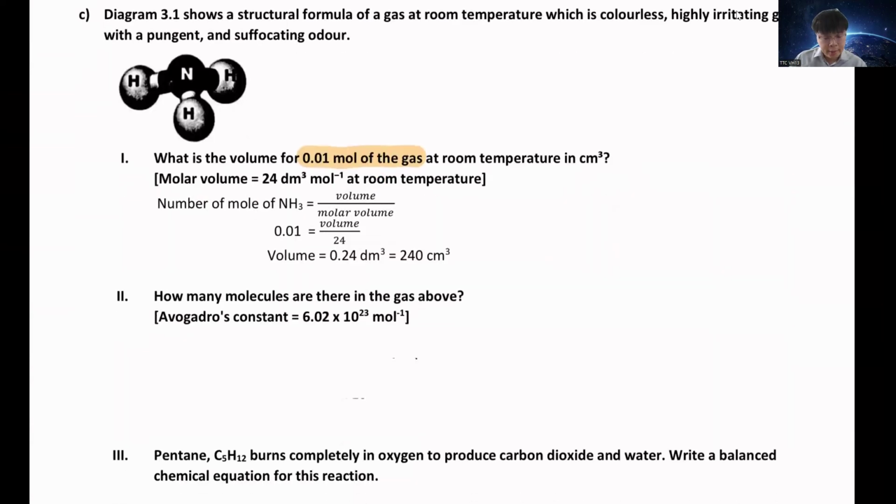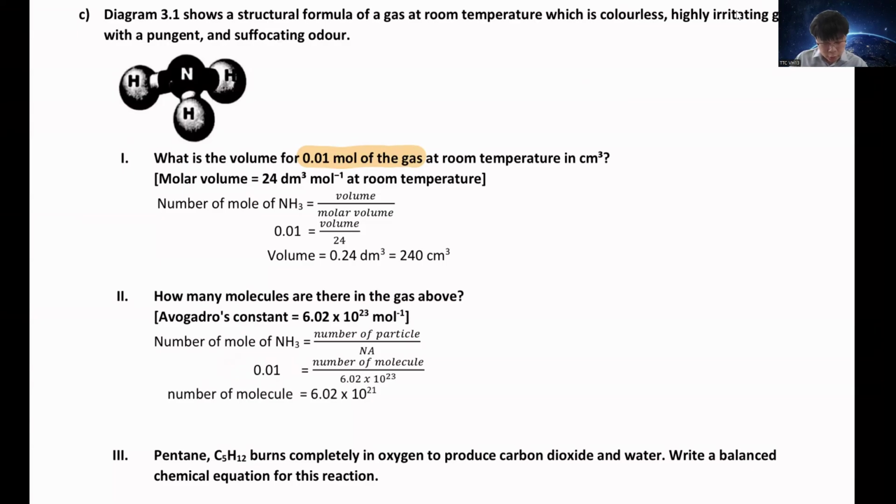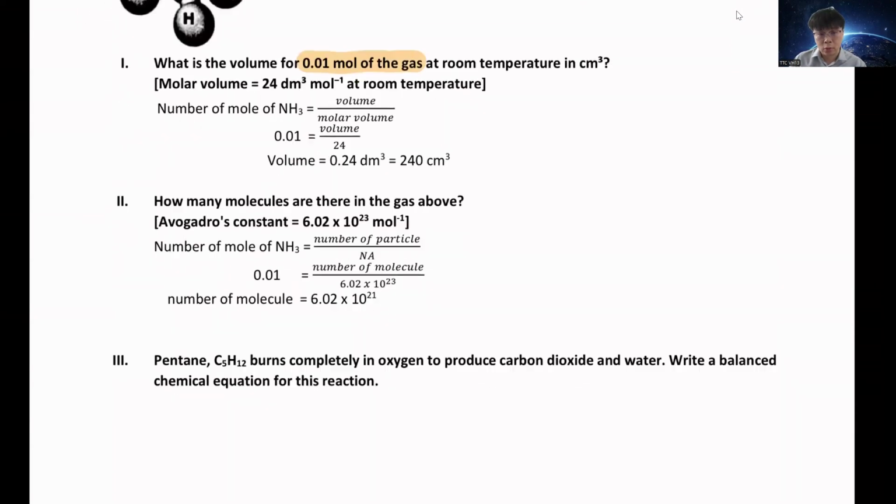How many molecules are there? So you can just put in number of mole equals number of particles over the constant. So 0.01 mole, our constant is 6.02 times 10 power 23. You get 6.02 times 10 power 22.